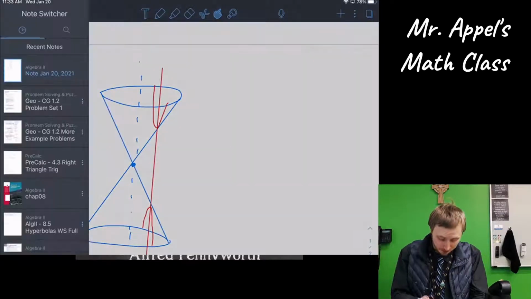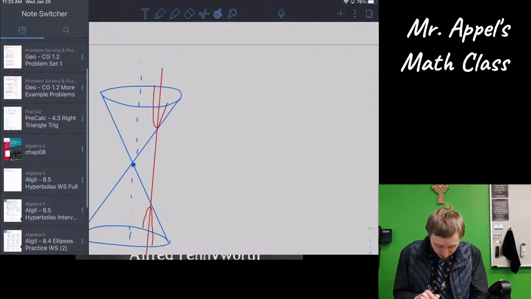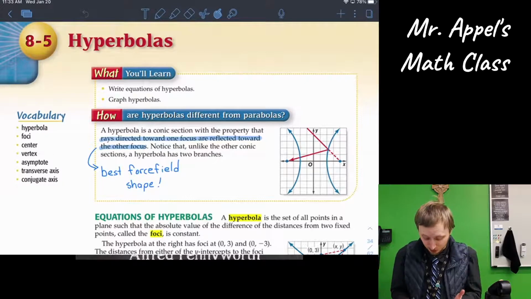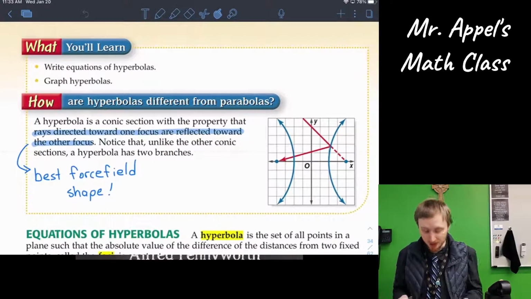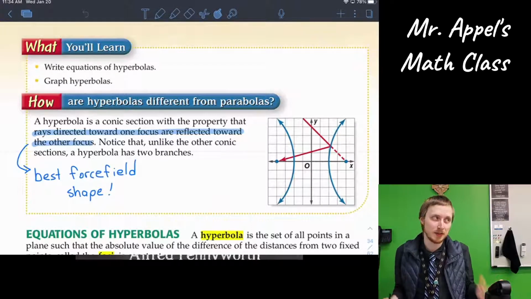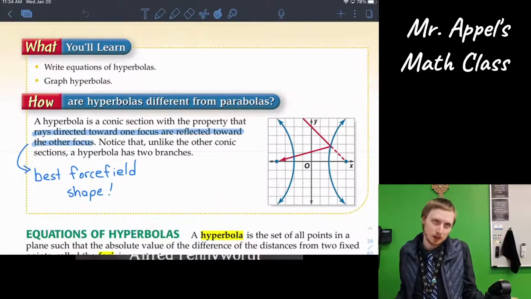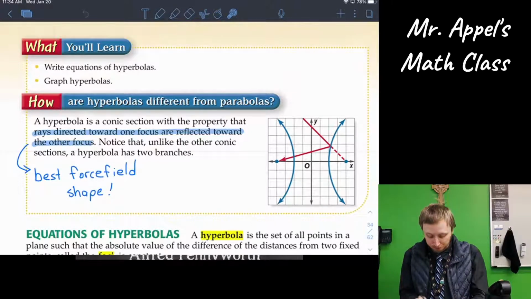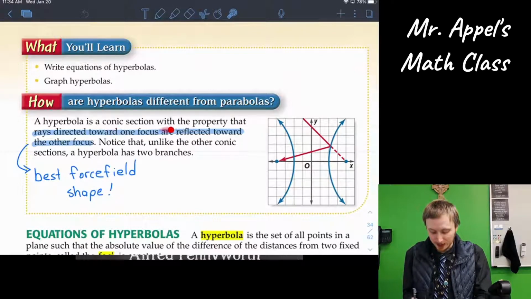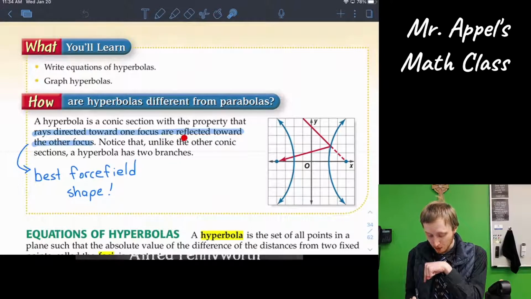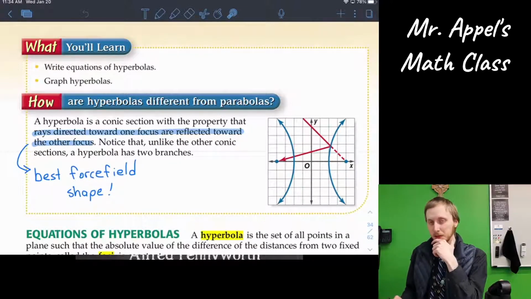So let's get into more details there. I'm actually going to go to the chapter, because I think the chapter actually starts us off with the best introduction. How are hyperbolas different than parabolas? What's the actual difference, other than the fact that you got two of them? Well, the fact that you have two of them is a critical component, because check this out. The hyperbola has the property that rays directed toward one focus are reflected toward the other focus.